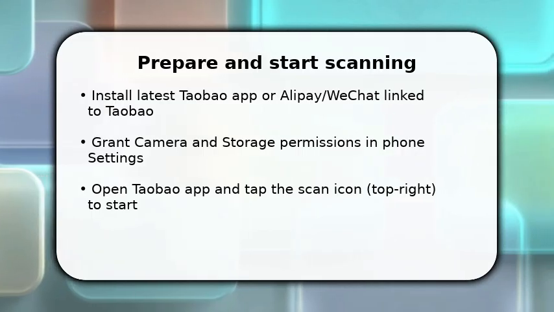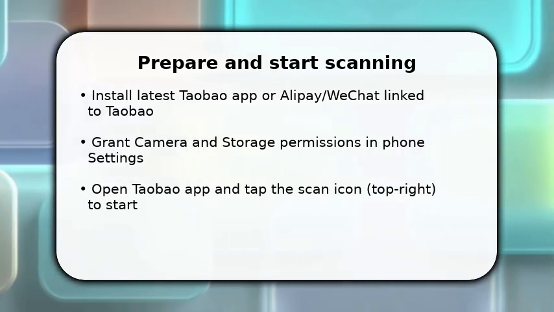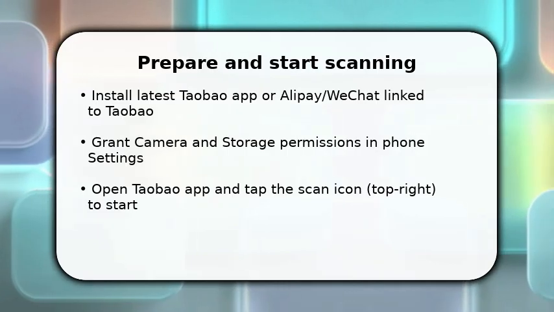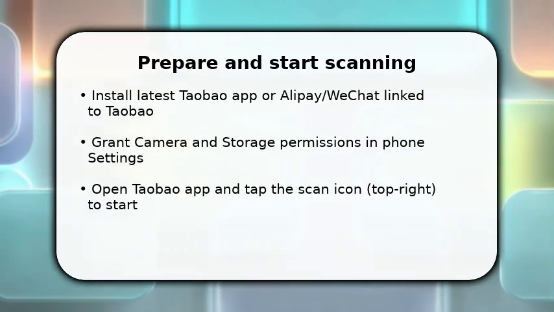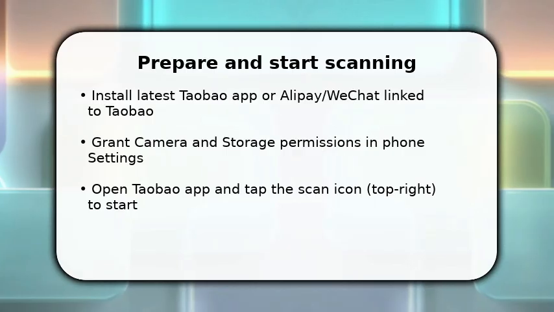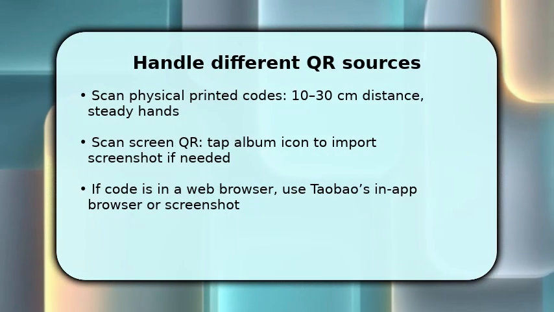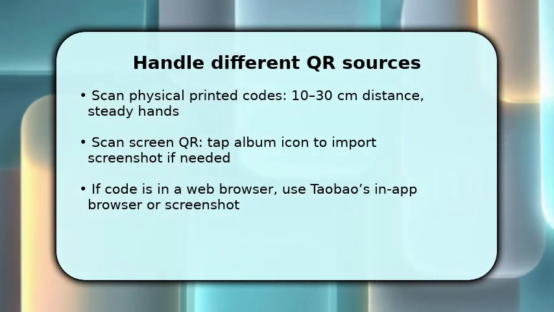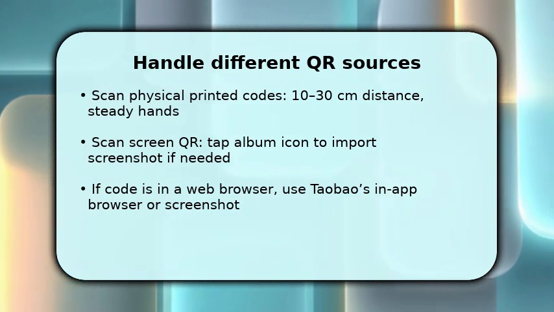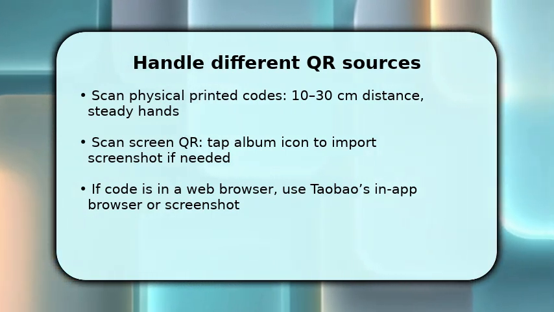If the code is on another device, reduce glare and increase brightness on the source screen. Once the app recognizes the pattern, wait for the pop-up prompt instead of moving the phone. Once the camera captures the code, Taobao will show an action menu. Choose Open, Add to Cart, or Login depending on context.